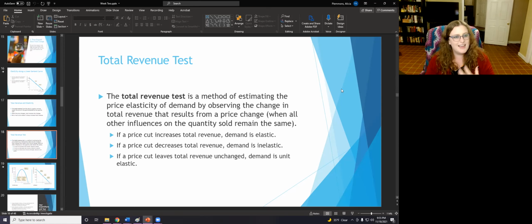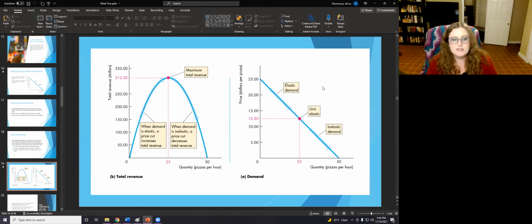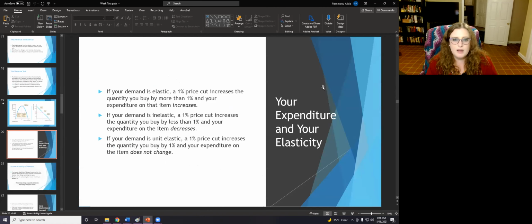People are relatively inelastic and we're not getting way more people into the store for this price change because the same amount of people are purchasing it. So that's something to remember and just think about that one.